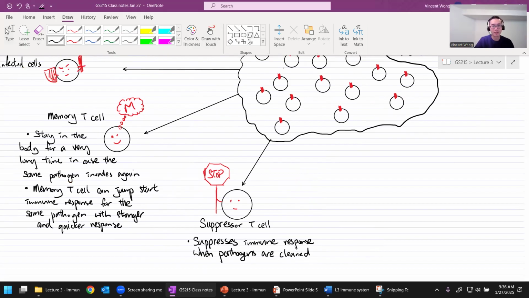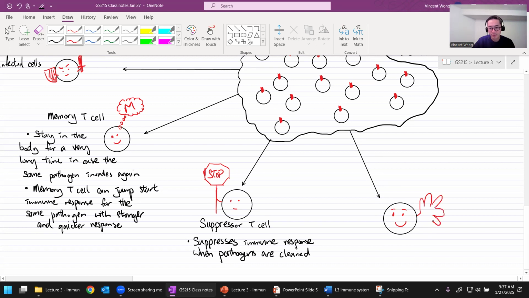All right, we have another one coming our way. This is the last one. This is helper T cell. Very happy helper T cell. I'll just give it a really big helping hand here. That's a hand. You can probably draw a better hand. This is helper T cell.